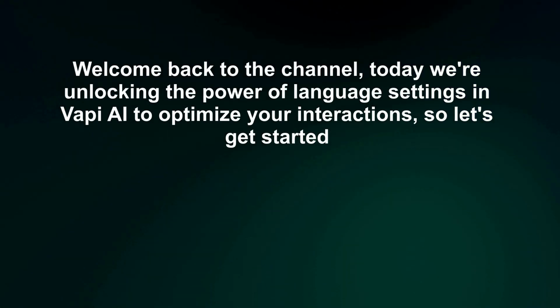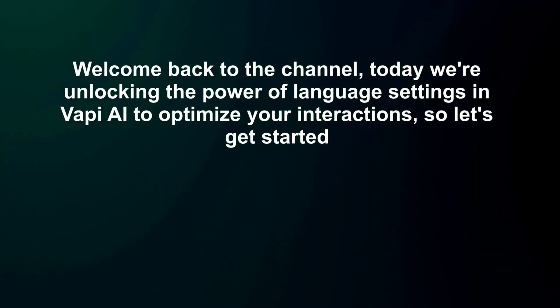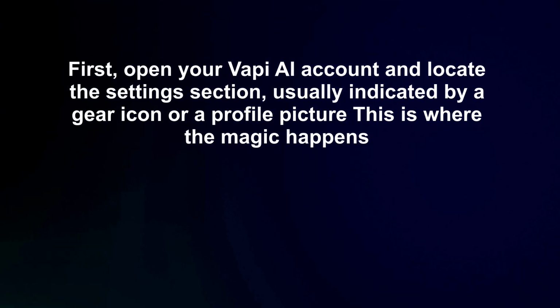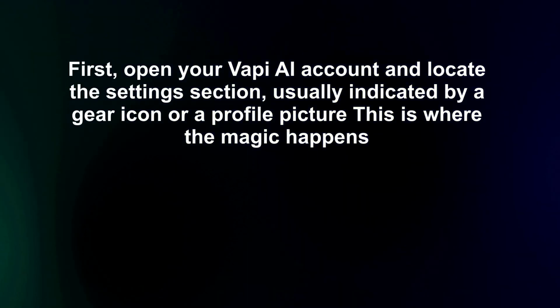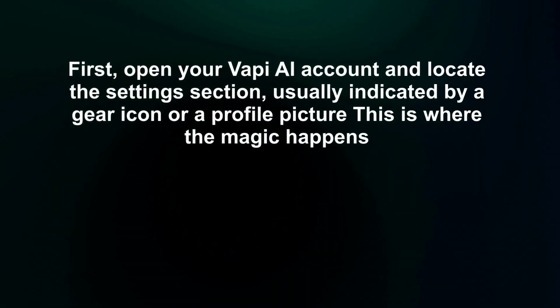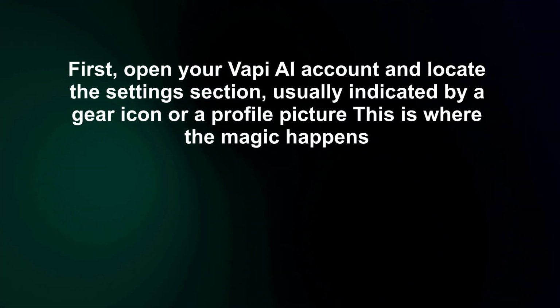Today we're unlocking the power of language settings in Vapi AI to optimize your interactions. So let's get started. First, open your Vapi AI account and locate the settings section. Usually indicated by a gear icon or a profile picture, this is where the magic happens.